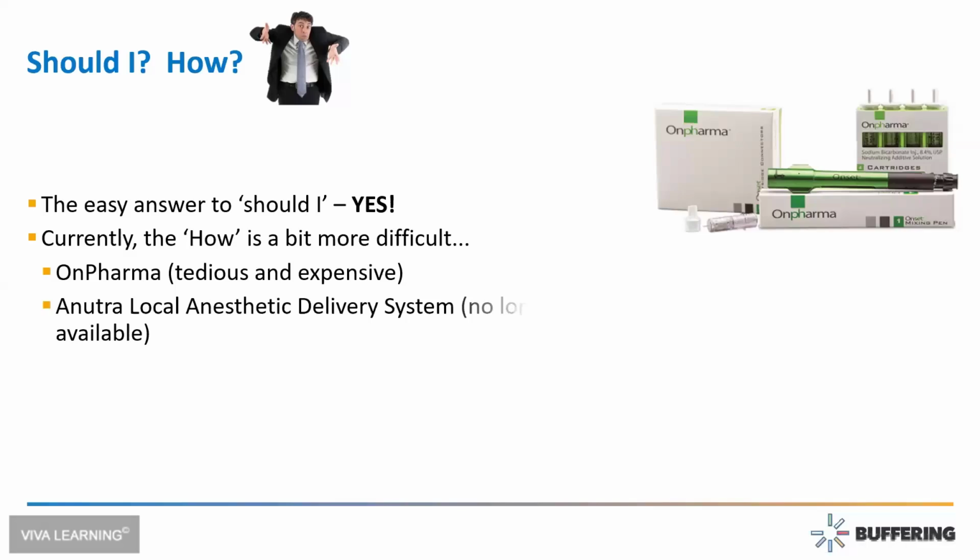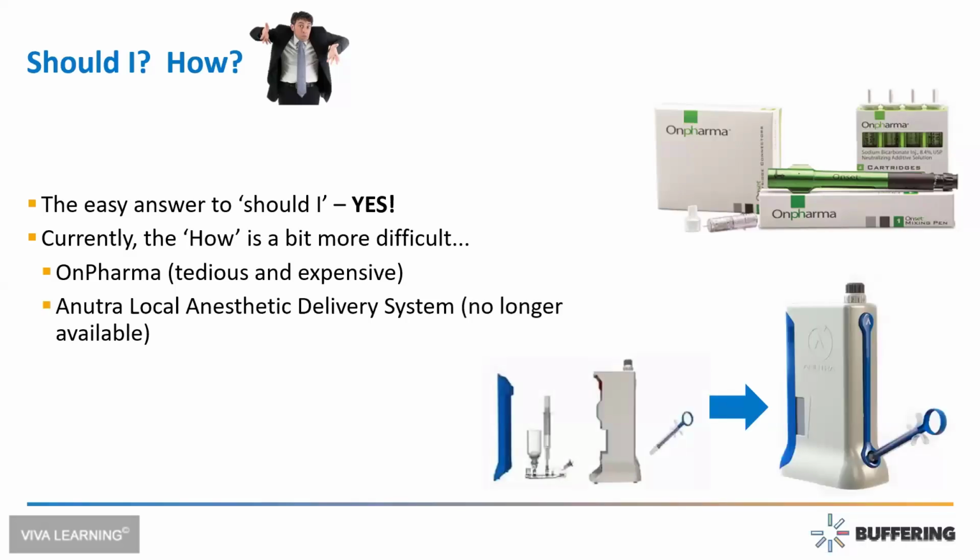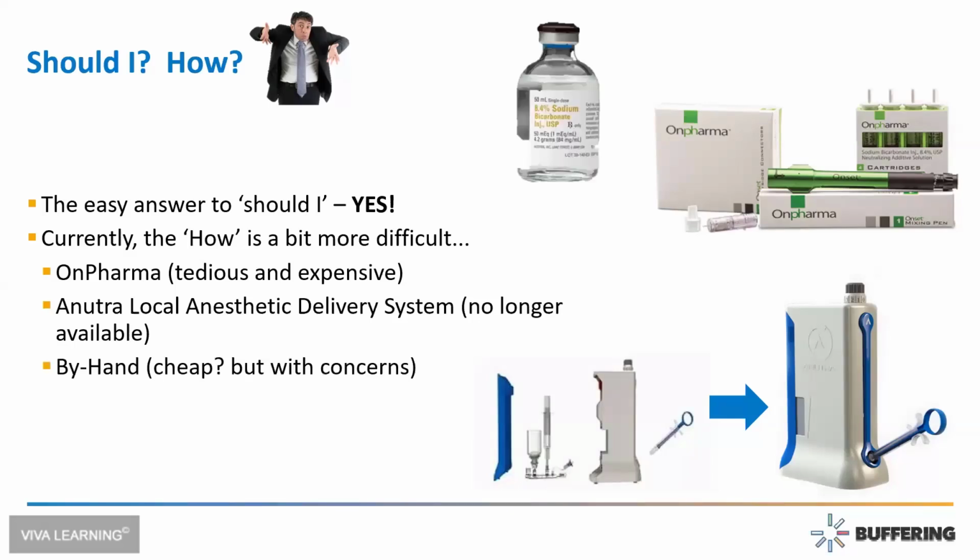There was a device called the Anutra local anesthetic delivery system. That's no longer available. It involved the idea of taking vials of lidocaine or local anesthetic and vials of the bicarb, and then this machine would mix it for you, and you can pull it out using their syringes and needles. You can also do it by hand. You can just buy a vial of bicarb, draw out some bicarb, and then inject it into the local anesthetic cartridge. But there are some concerns. Although this could be the cheapest way to do it, there are some concerns about sterility and stability.